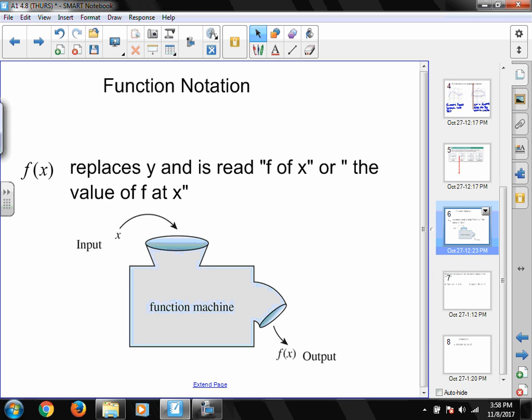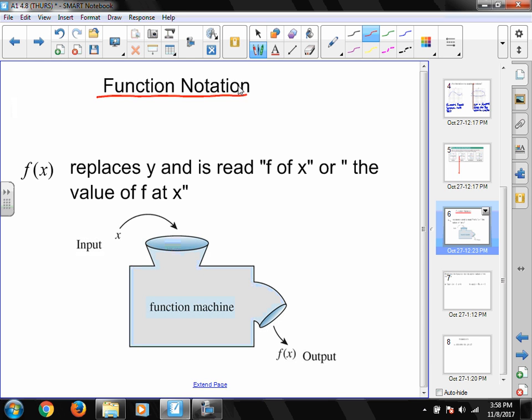The last thing that we want to talk about today is going to be what we call function notation. Okay, this is purely notation. So you can see here, I've got this fancy f with an x in parentheses. That's just going to take the place of our y. It's not going to serve any different purpose. It's just a different way for us to write it.